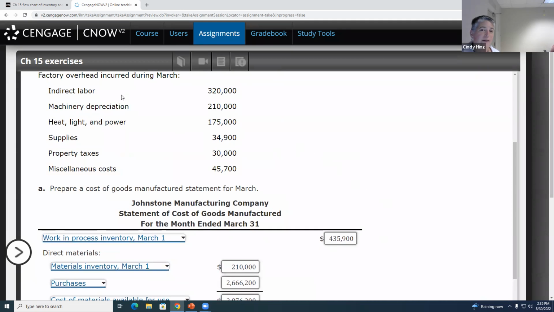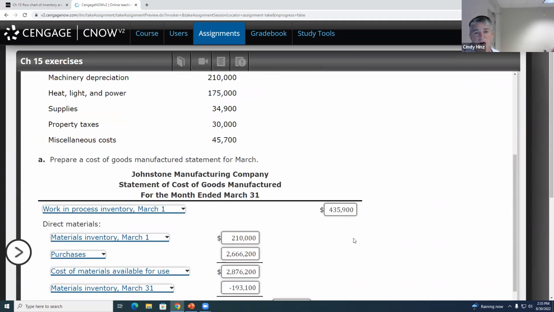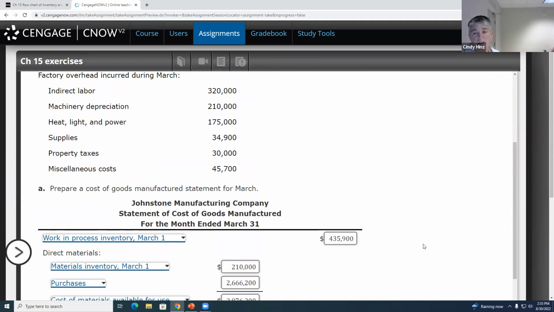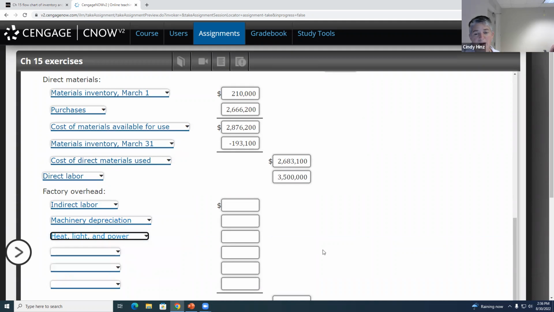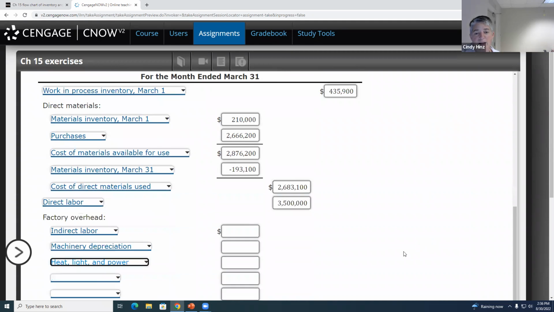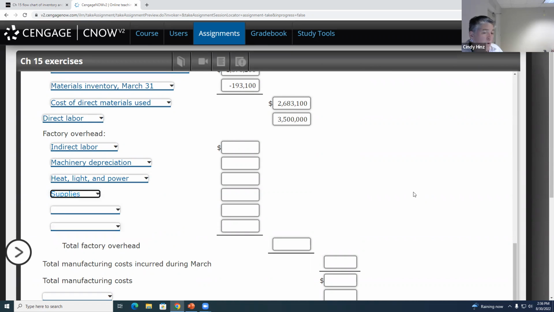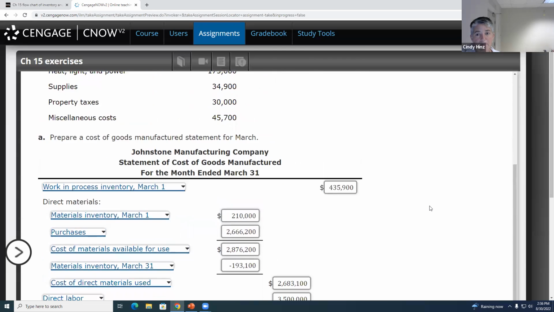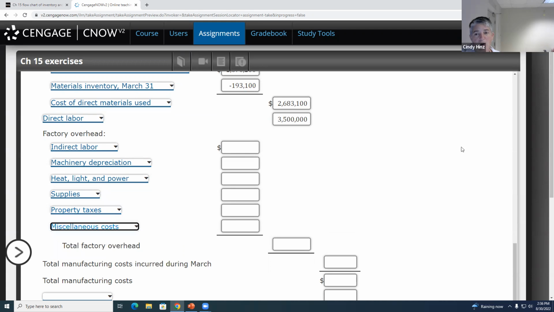Unfortunately, we have to put each one of these in separately: indirect labor, depreciation. So this is a good reminder for us of the types of costs that are indirect costs or factory overhead. This heat, light, and power would be the heat, light, and power just on the factory. It would not include any heat, light, and power or utilities for the office building or for the store, if we have a store space. These costs that we are entering here are only the costs associated with running the factory, running the manufacturing facility.